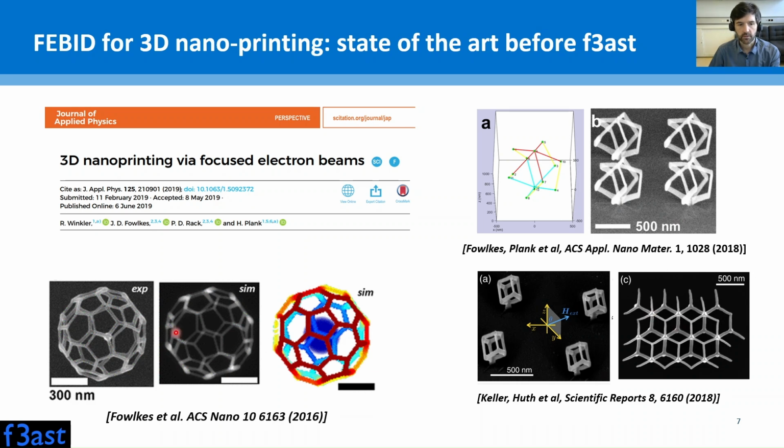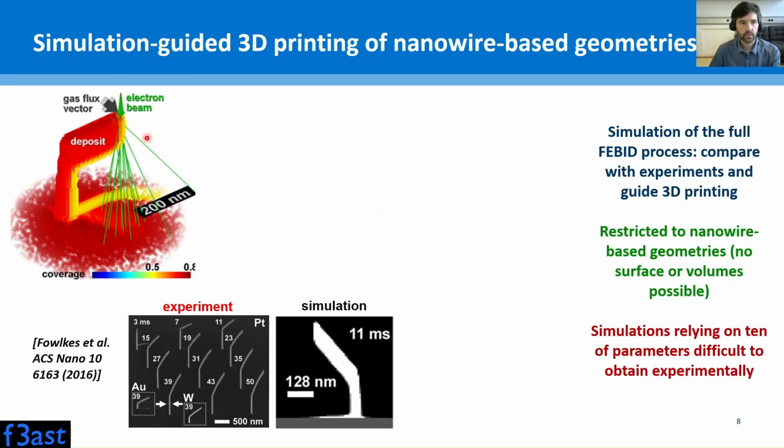For this, Jason Folks, for instance, developed a very powerful simulation toolkit combining the Febit continuum model with Monte Carlo simulations, where he could predict what type of geometries could be fabricated and compare them with experiments. How did this work? This way of operating is really powerful because you are simulating the full Febit process, and then you can compare with experiments and guide the 3D printing.